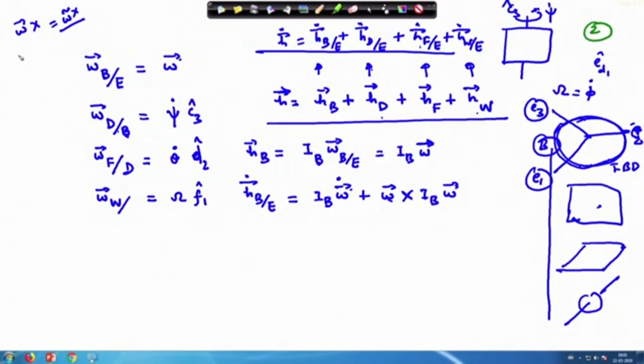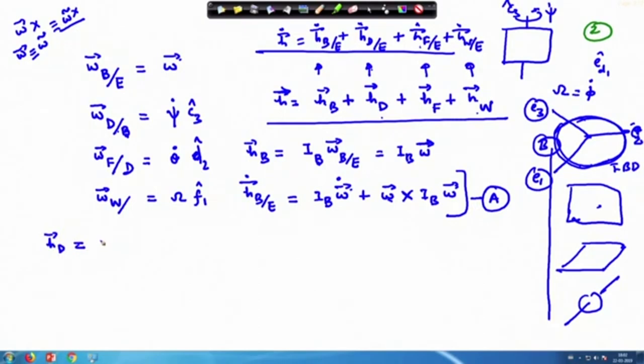And this omega here implies that this is nothing but identical to omega tilde. Okay. So this way your equation then gets simplified. So this is your equation number, let us say A. Now we take the next one, which is H_D.